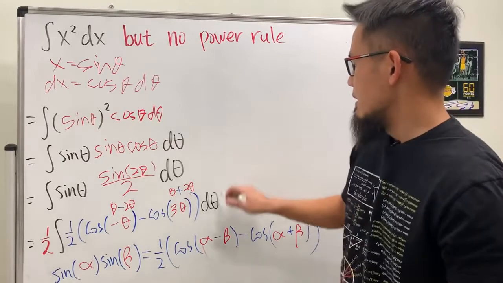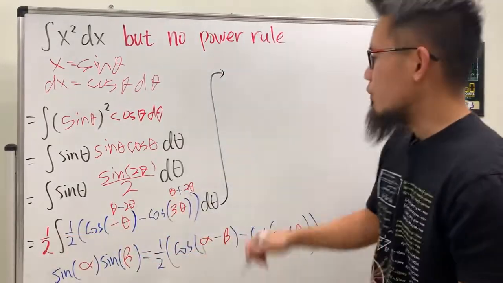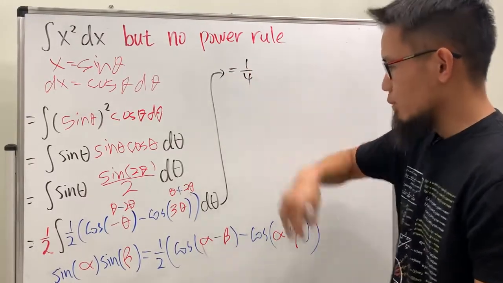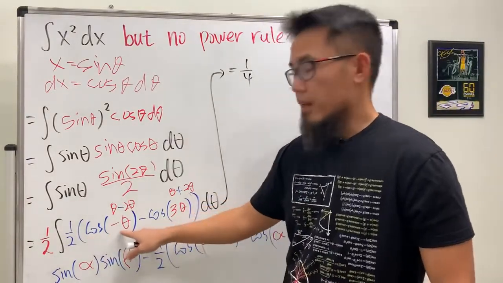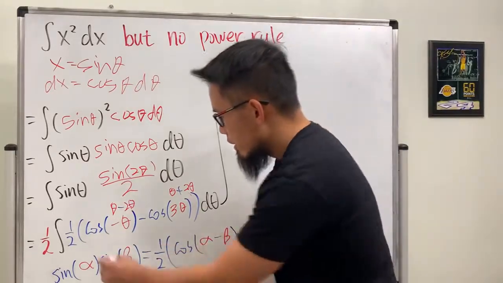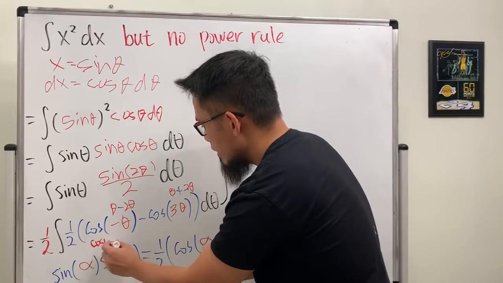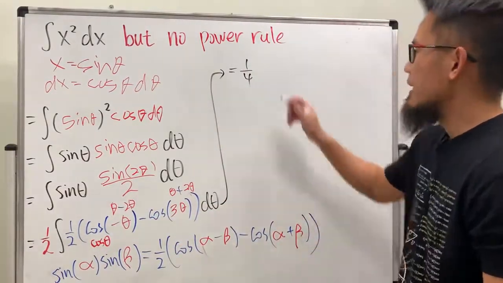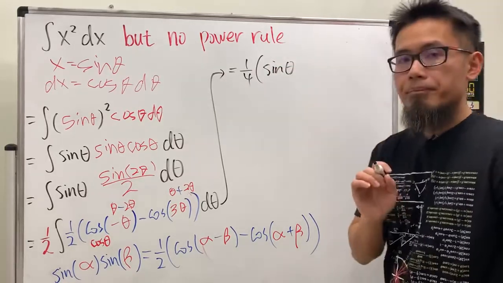Now, let's see. This right here becomes, we have the 1/2 times the 1/2, that's 1/4. So this together, I don't have purple, otherwise I'll use purple, but 1/4. The good thing is that cosine negative theta is the same as cosine of theta. So this right here, you can just look at this as cosine of theta. And when you integrate cosine theta, you end up with a positive sine theta. So the result is first we have positive sine theta.